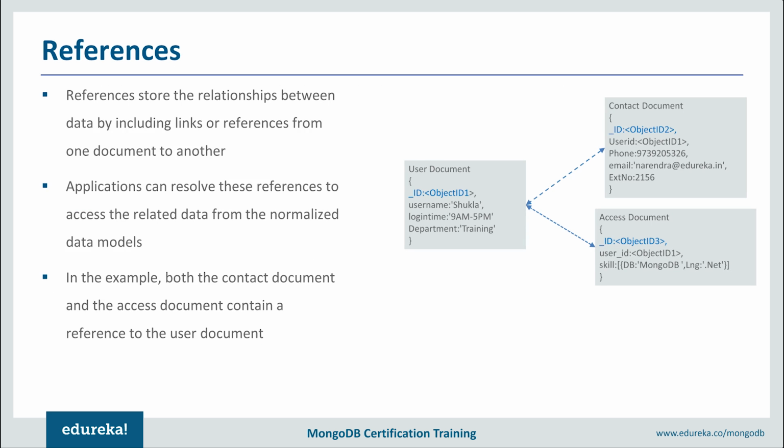When it comes to the reference model, it's slightly different. Let's say I have a user document here. I have the contact document and the access document. Both of them need the user information. So if I go for the embedded data modeling, whatever you are seeing here, 1, 2, 3, 4, that is the ID, username, login time, department. These four key-value pairs, I have to paste here and paste here. But within a collection, for two documents, I'm repeating the same data.